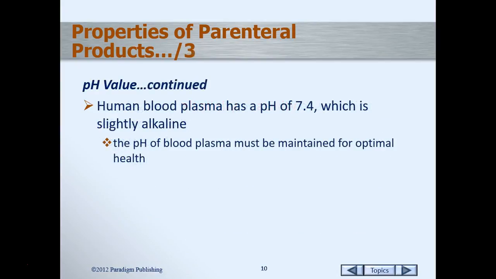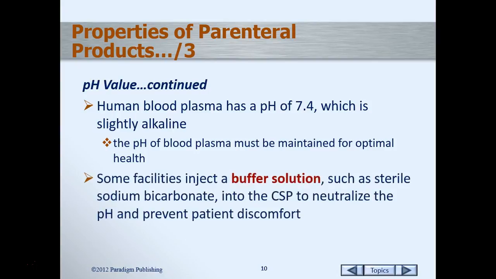Like I said, human blood has a pH of approximately 7.4, which is slightly alkaline. The pH of blood plasma must be maintained for optimal health. In some facilities, a buffer solution is used, such as sodium bicarbonate. It's injected into the compounded sterile product to neutralize the pH and prevent patient discomfort. If the solution itself is too alkaline or too acidic, it will burn on administration.